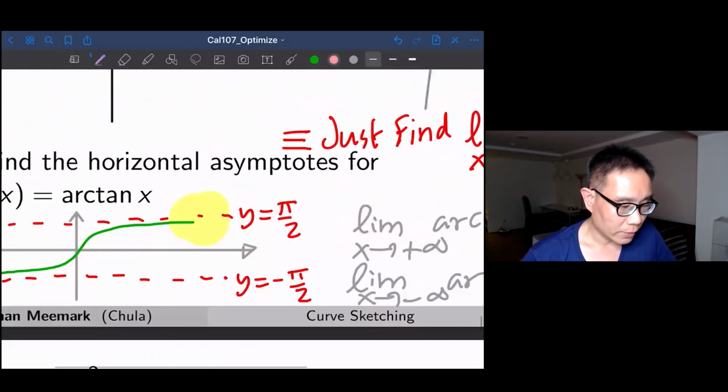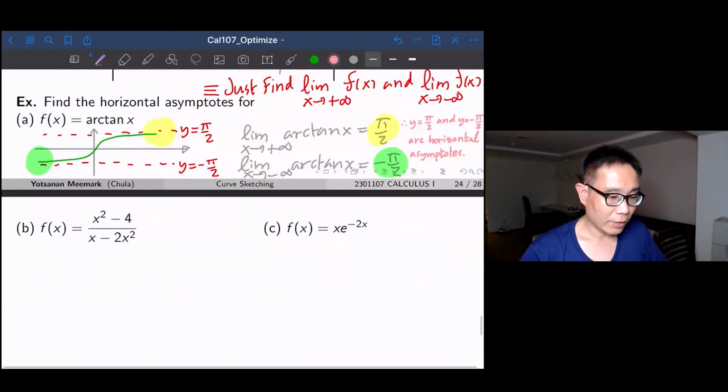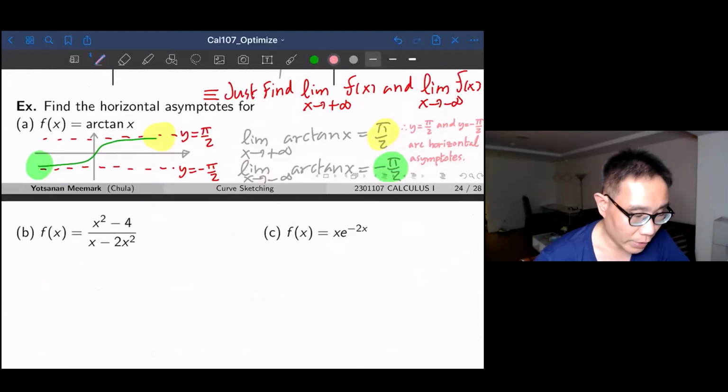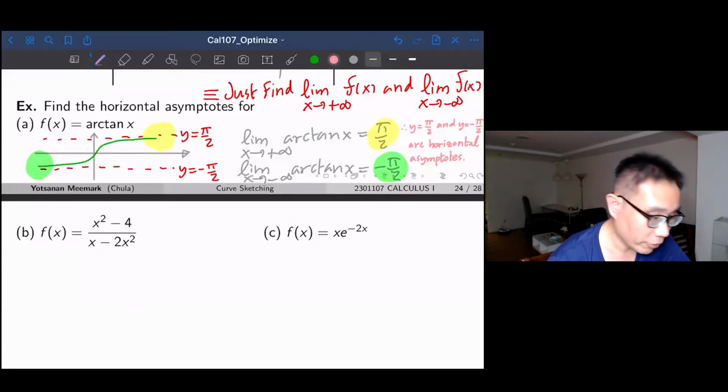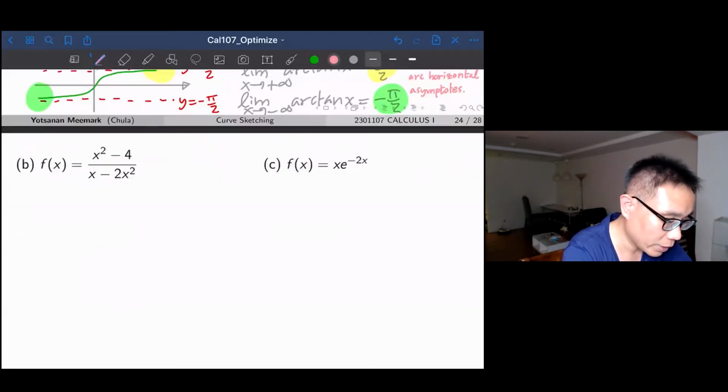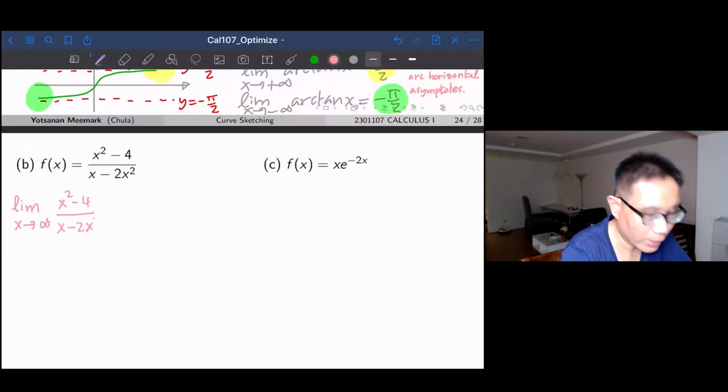The next one, for part B, like I said, we're going to find the limit as x goes to positive infinity and negative infinity of this function. So in this case, you're going to find the limit as x goes to infinity of this quotient: x squared minus 4 over x minus 2x squared.